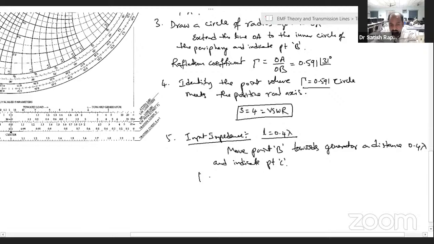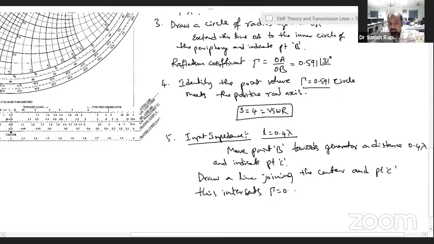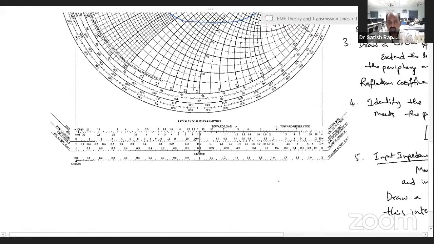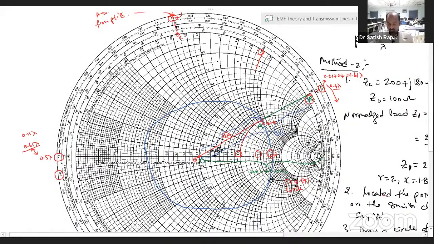Now draw a line joining the center and point C. This intersects the capital gamma equal to 0.591 circle at point D. So this is the next step: draw a line joining the center and point C. Let us do it. Draw a line from the center. I hope you are getting it.